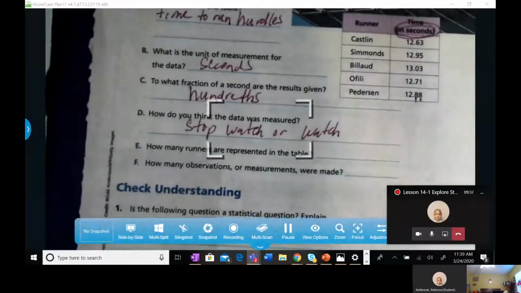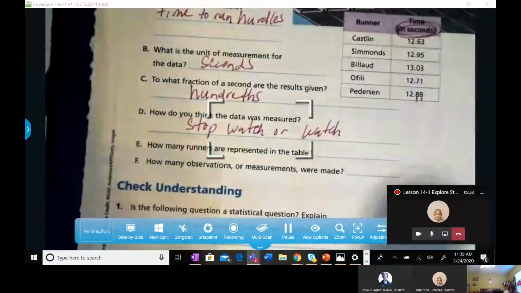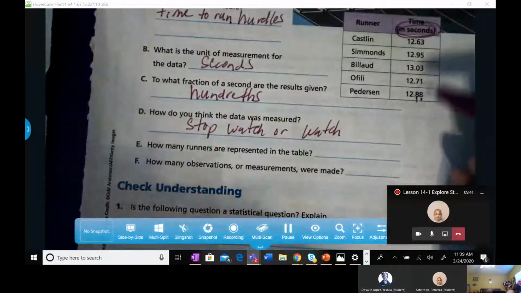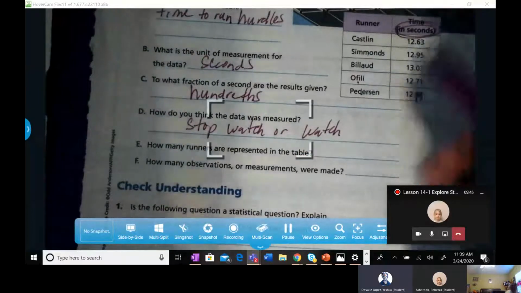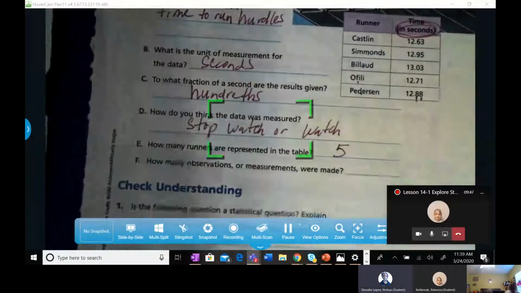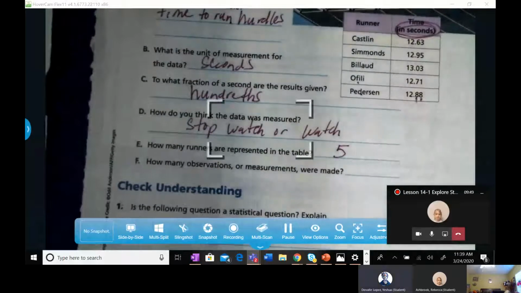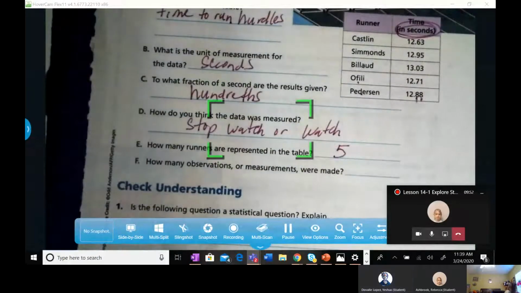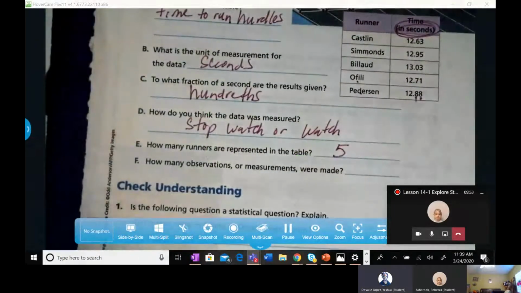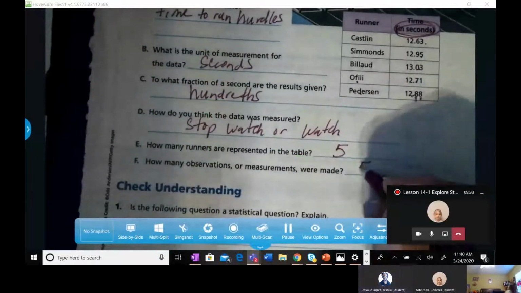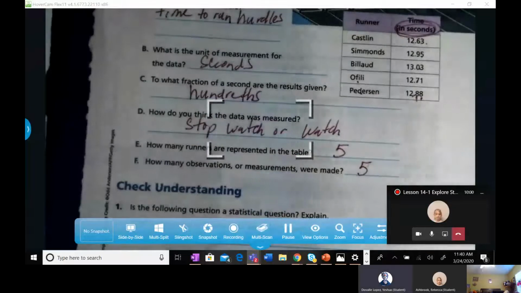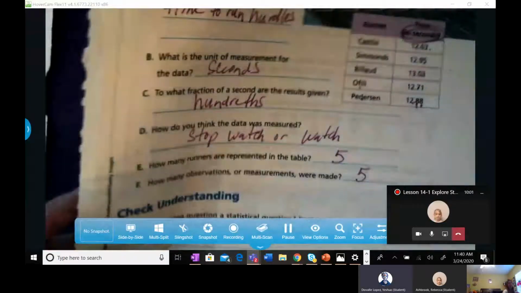How many runners are represented in the table? Well, how many do we have? 1, 2, 3, 4, 5. So we have 5 represented in the table. How many observations or measurements were made? Well, 1, 2, 3, 4, 5. So 5 observations, 5 measurements.